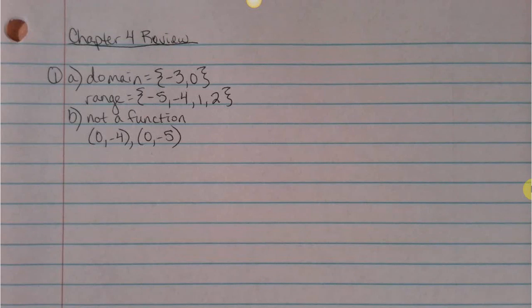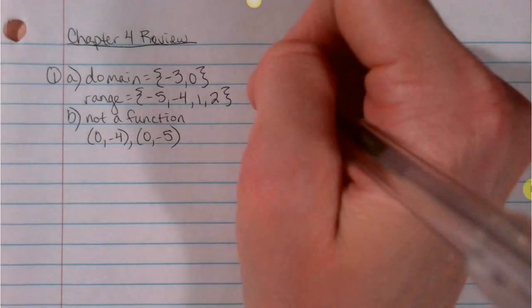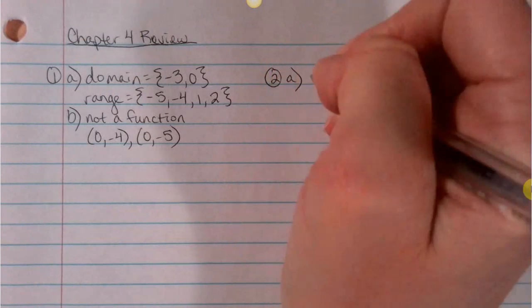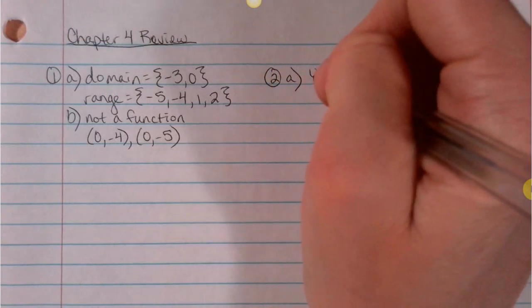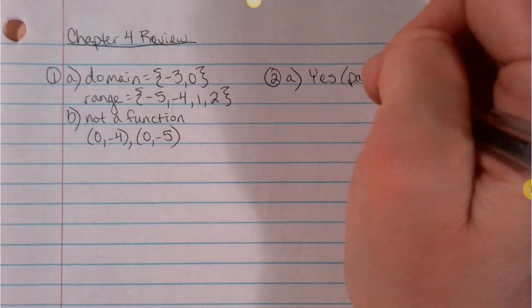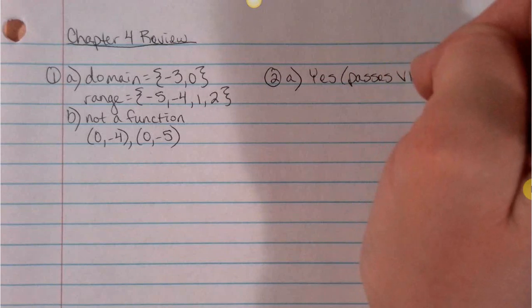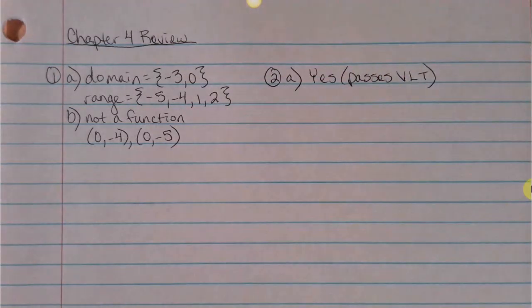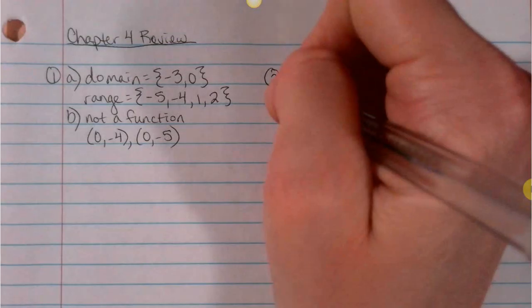And if we lay a vertical line on top of that graph, no matter where we place it, it's only going to hit the graph in one place at a time. So that tells us that yes, this is a function. We could say that's because it passes the vertical line test. And then determine the domain and range of the graph in interval notation.